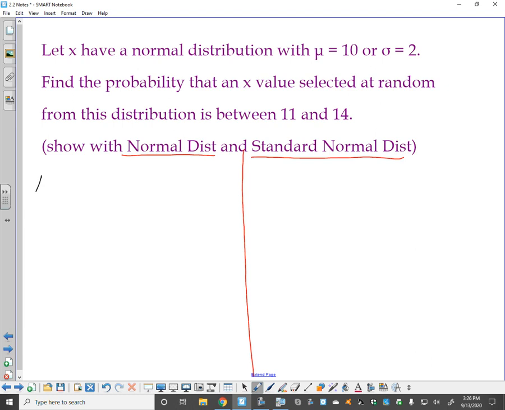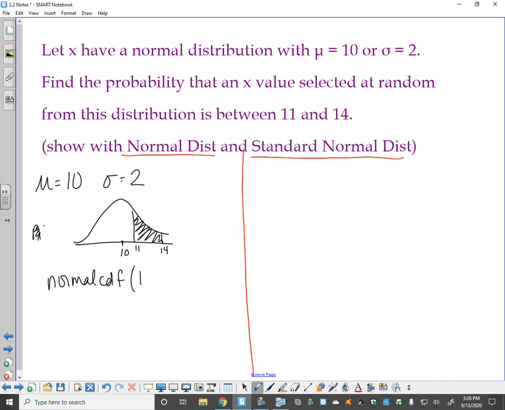For the normal distribution, I know that my mu is 10, my sigma is 2, and what I'm looking for is in between 11 and a 14. So I'm going to draw my curve because I cannot normal CDF without a picture. Average is at 10, and I'm going from an 11 to a 14. Now, guys, I don't know how far away that is. Again, it's just a visual representation. I know it's to the right, but I don't know how far. I'm not taking my time to put tick marks on here. I'm going to normal CDF from 11 to 14.